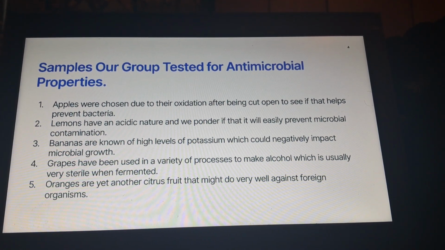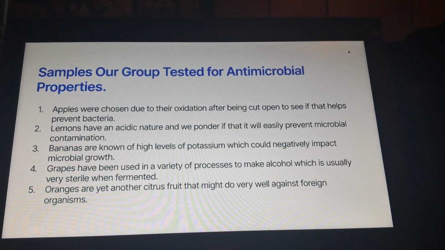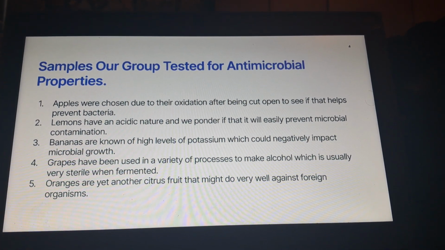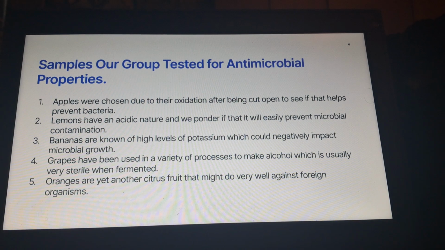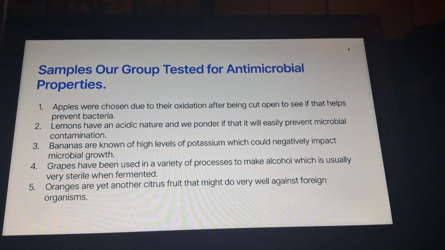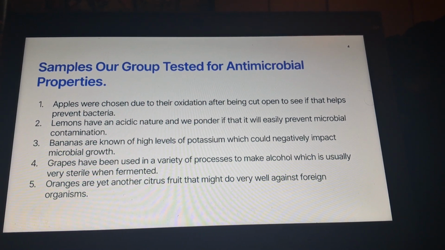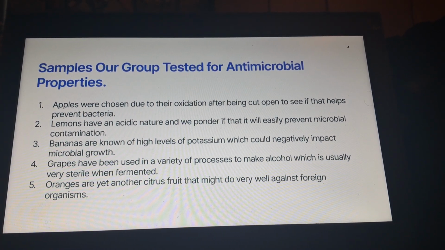Bananas are known for their high levels of potassium, which could negatively impact microbial growth. It's known that potassium is somewhat radioactive, so even though it's a small amount, I just wondered if it was enough to cause a disruption in the growth of extremely small microorganisms.